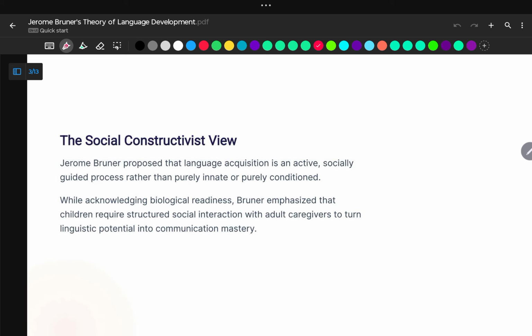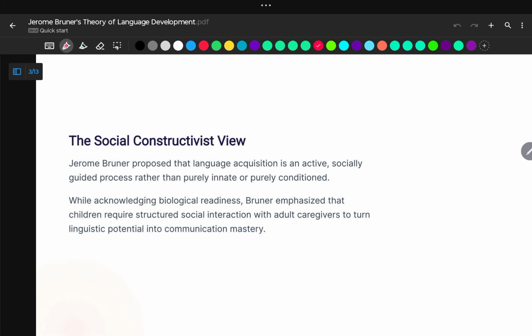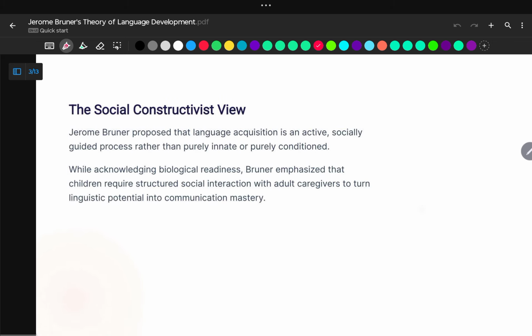purely conditioned. Friends, the thing is, before Jerome Bruner, whoever proposed a language development theory said two things only, that is language is purely innate or purely conditioned. We will learn more about that later, but let's focus on the social constructivist view.